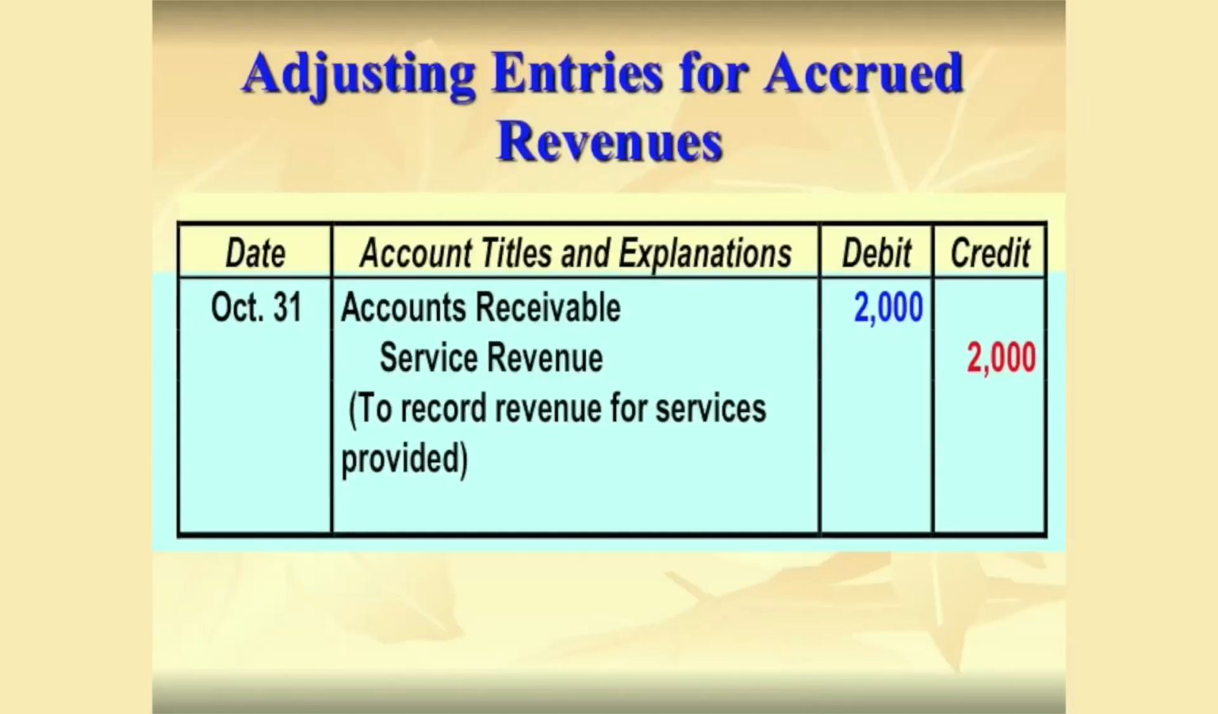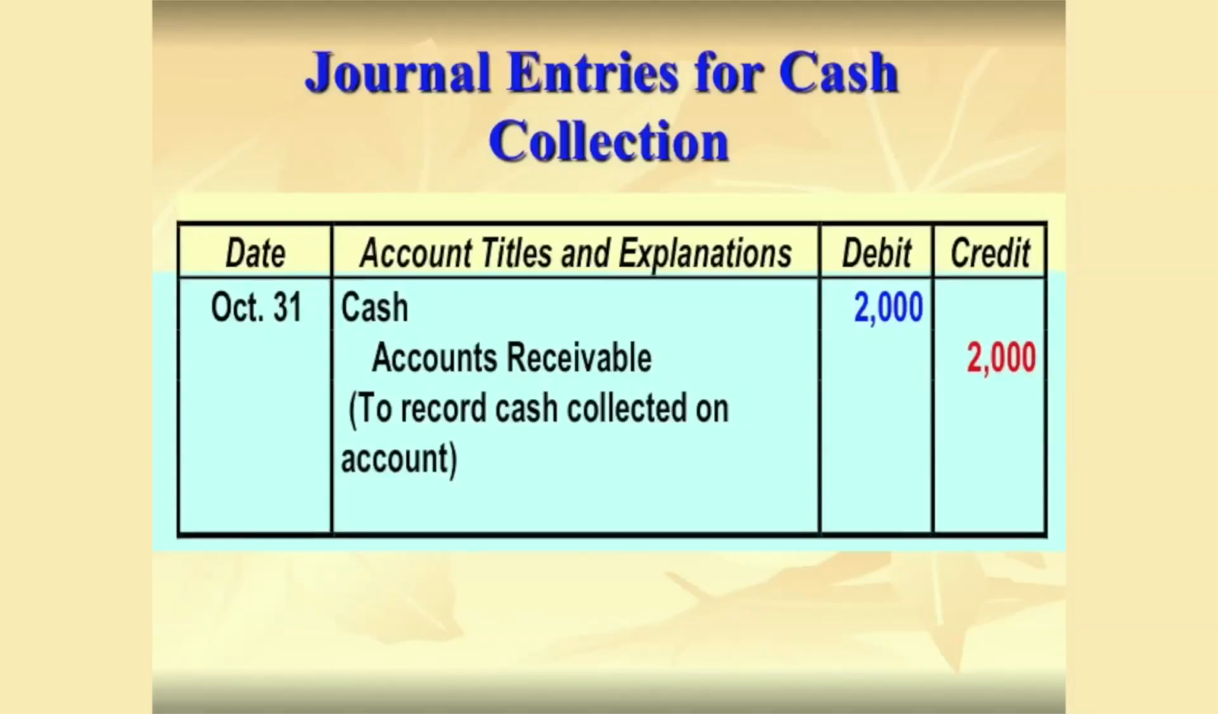Suppose Nahid Advertising Agencies earned Taka 2,000, but this amount has not been recorded in the books of account. So, if Nahid makes the adjusting entry, the journal entry will be as you see on the screen: accounts receivable Taka 2,000 and service revenue credit Taka 2,000. And on November 10, if Nahid receives cash of Taka 2,000, the general journal would be cash debit Taka 2,000 and accounts receivable credit Taka 2,000.